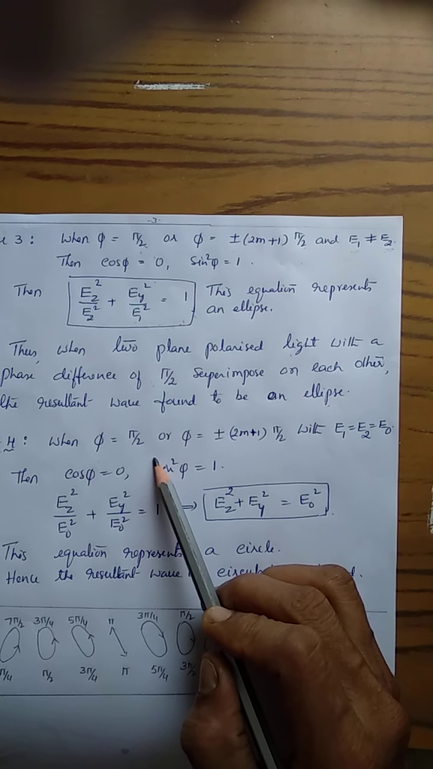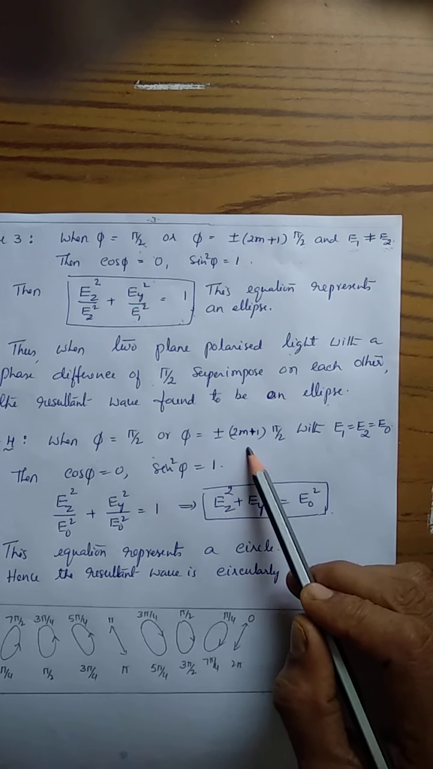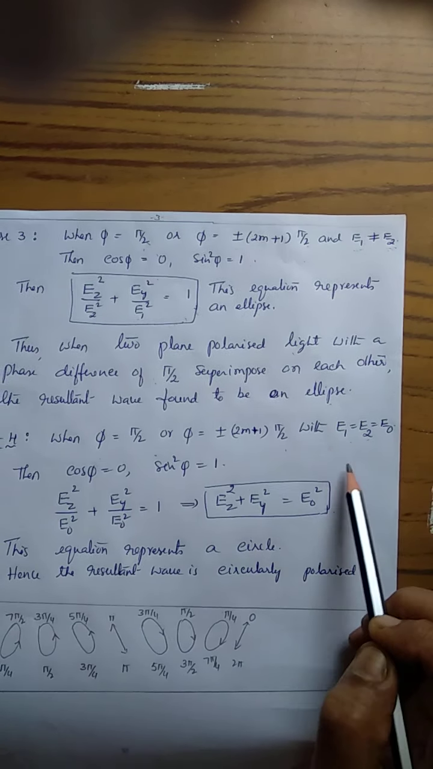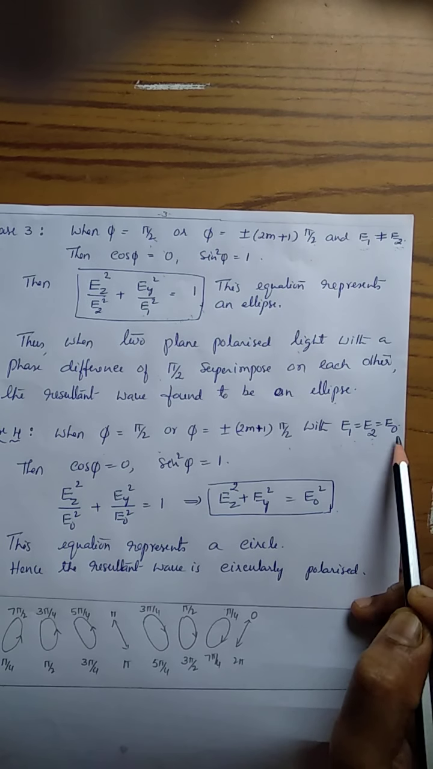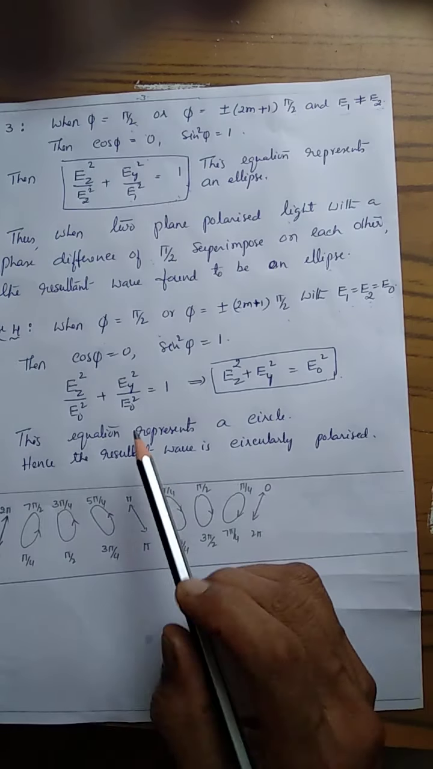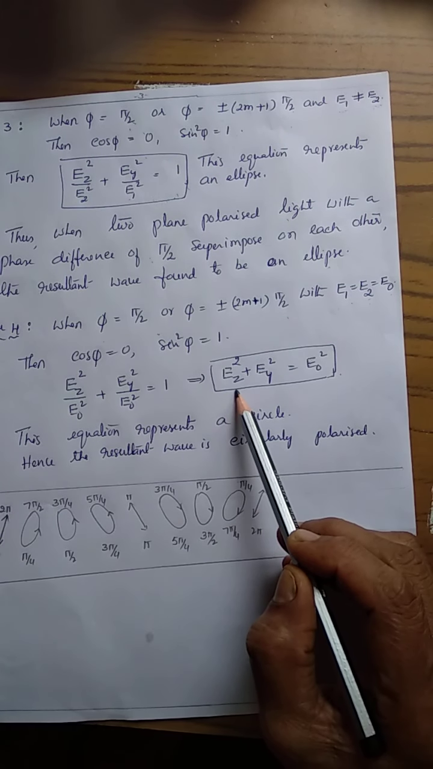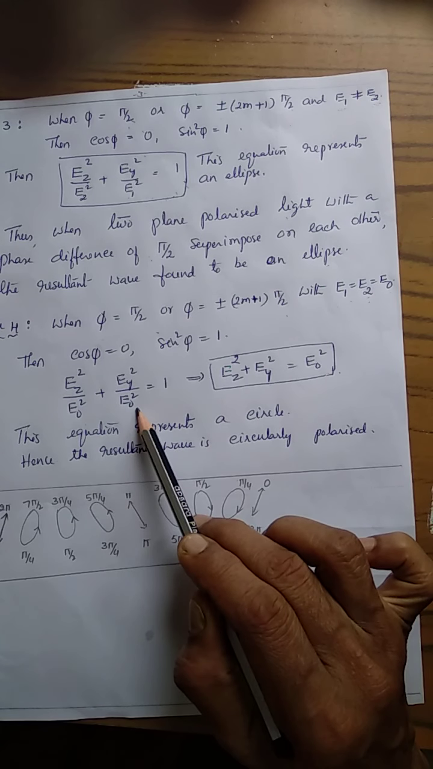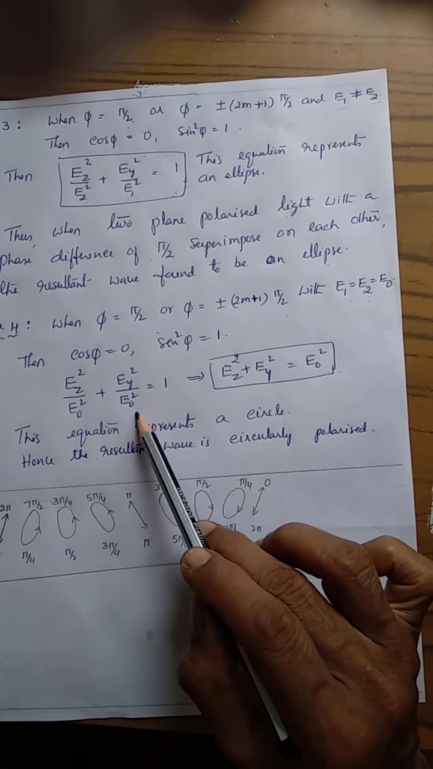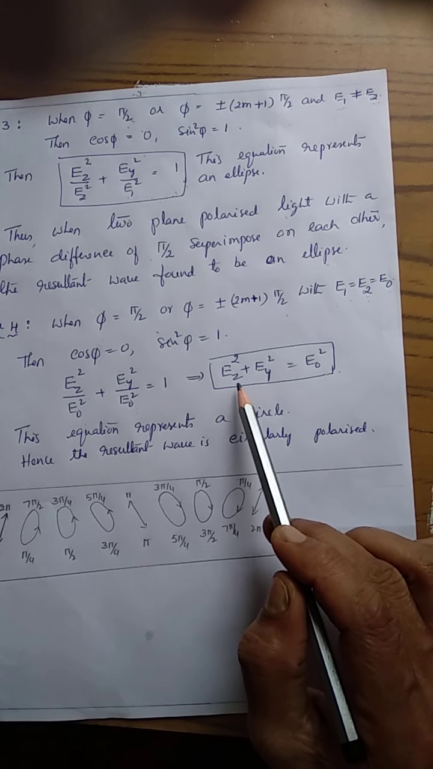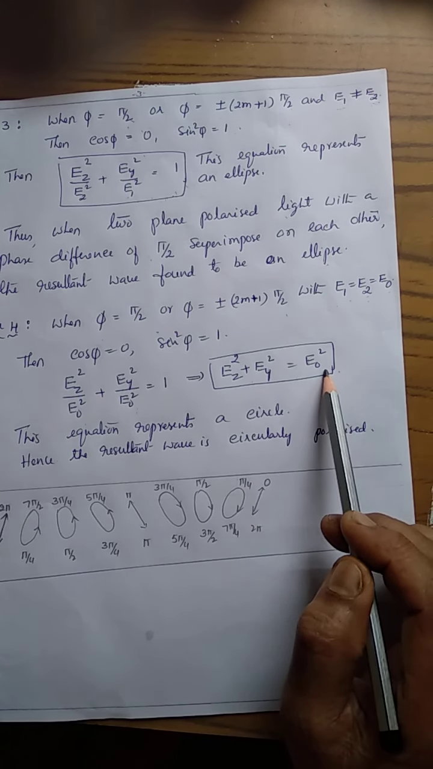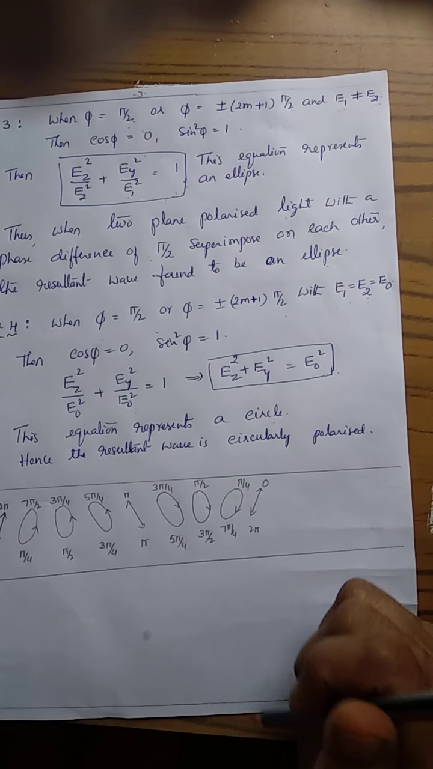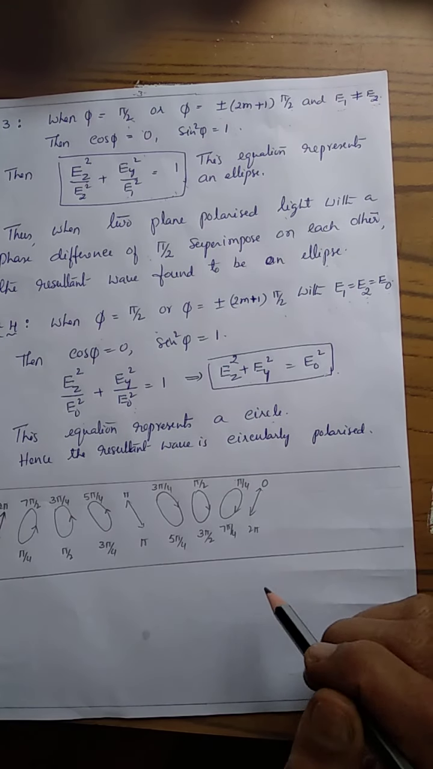Suppose phi is pi by 2 or (2m plus 1) pi by 2 with E1 equal to E2. Suppose the amplitudes of those two waves are equal to each other, say E0. In that case, the equation becomes Ez square plus Ey square equal to E0 square. This equation represents a circle, and the resultant wave produced is circularly polarized.